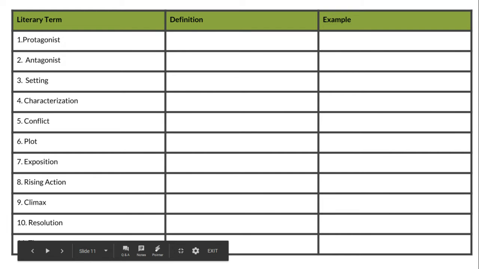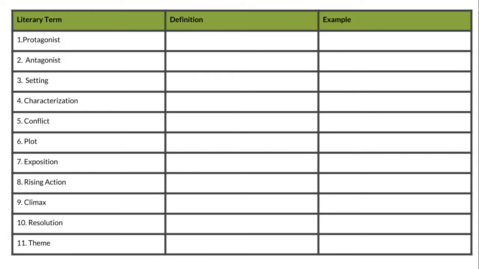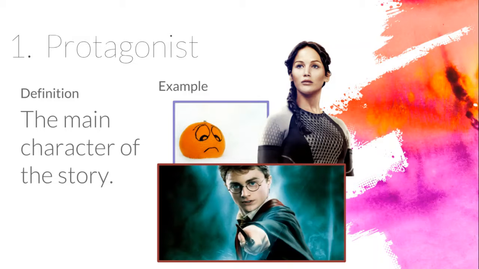All right, so please feel free to follow along in your literary chart, whether it's in the notebook or the electronic version, as I guide you through the notes. All right, so 1, you have your protagonist. This is usually your main character. You may call them the good guy.